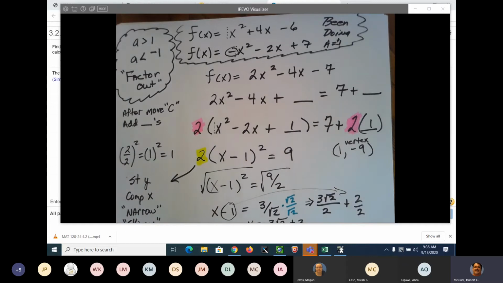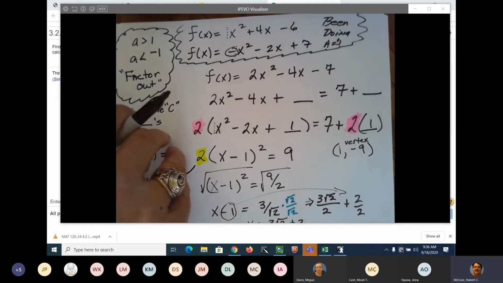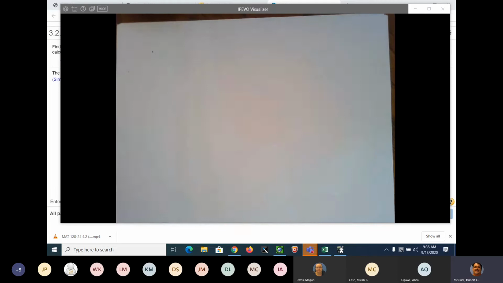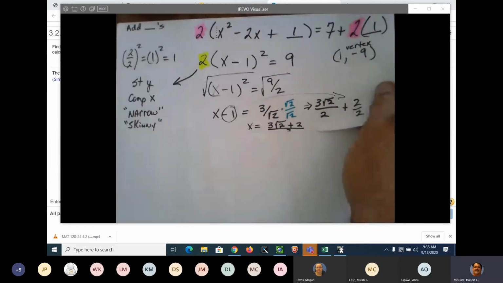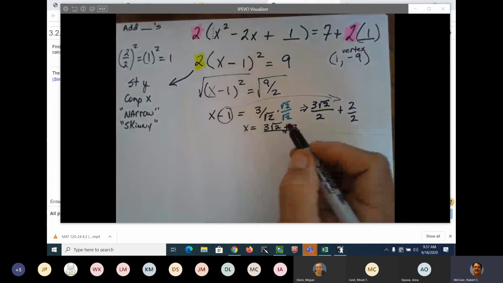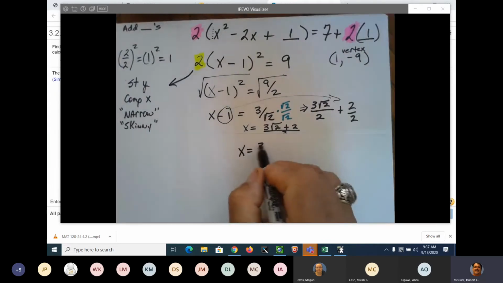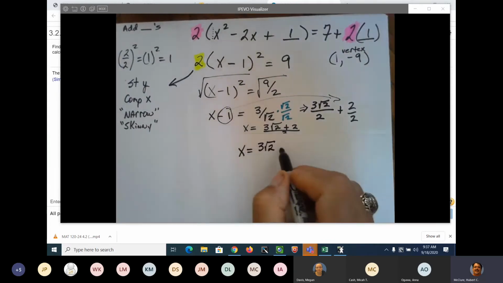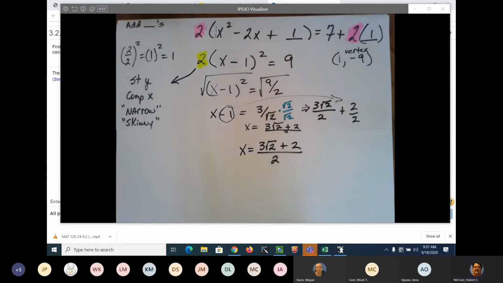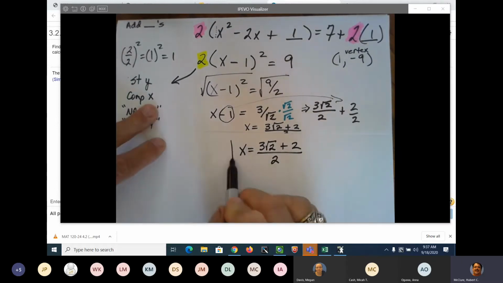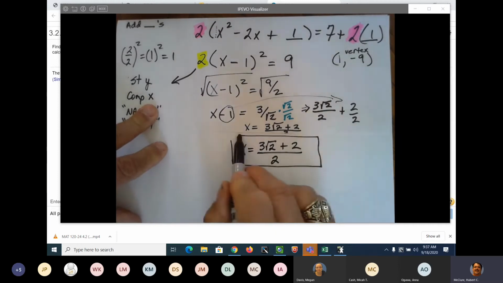And you can't see that. I'm going to rewrite it. Let me just rewrite it over here. I'm going to fold this in half. So x is equal to 3 square root of 2 plus 2 divided by 2. Now that's in exact form. That's your x-intercept in exact form.